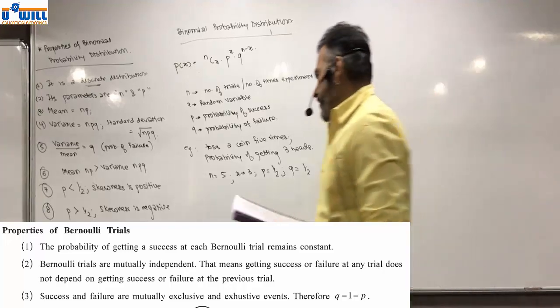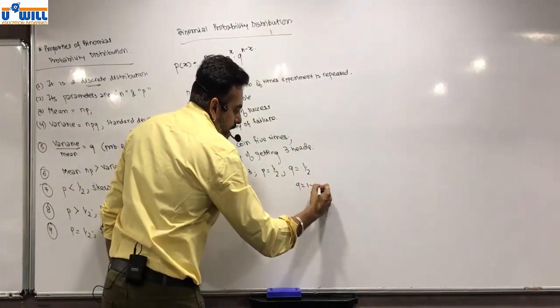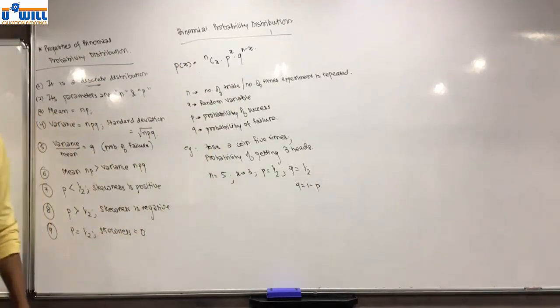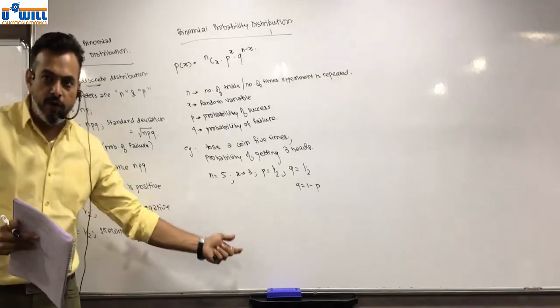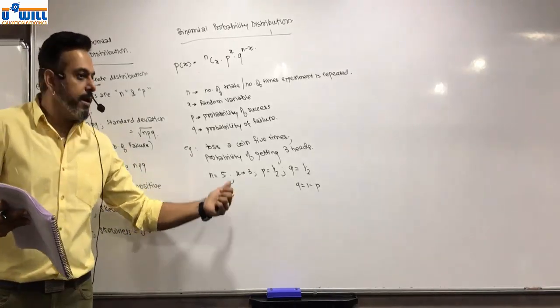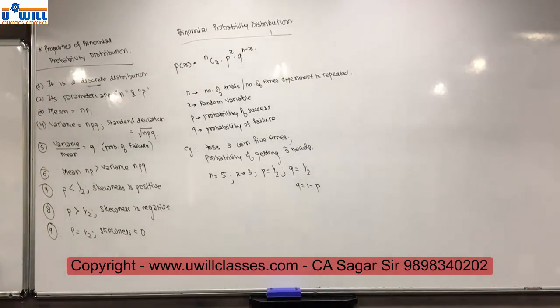What we wrote here, what is q? q is equal to 1 minus p. Understood this? When is this possible? When they both are exhaustive and mutually exclusive. Okay. Now this theory is done. Now come directly to sums.